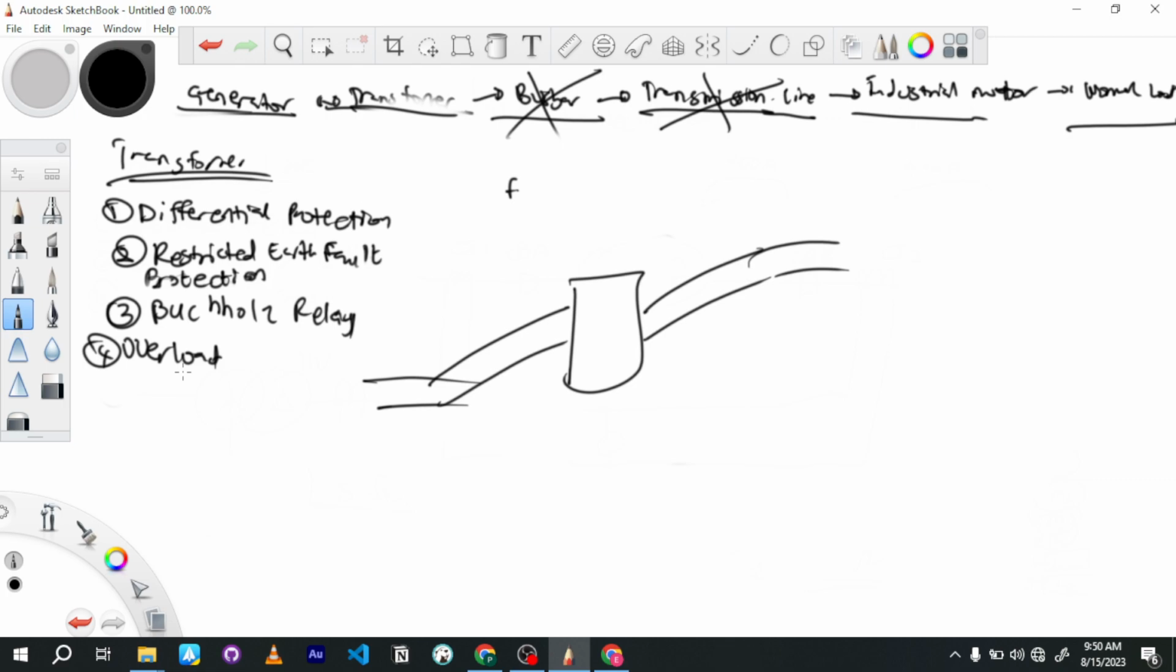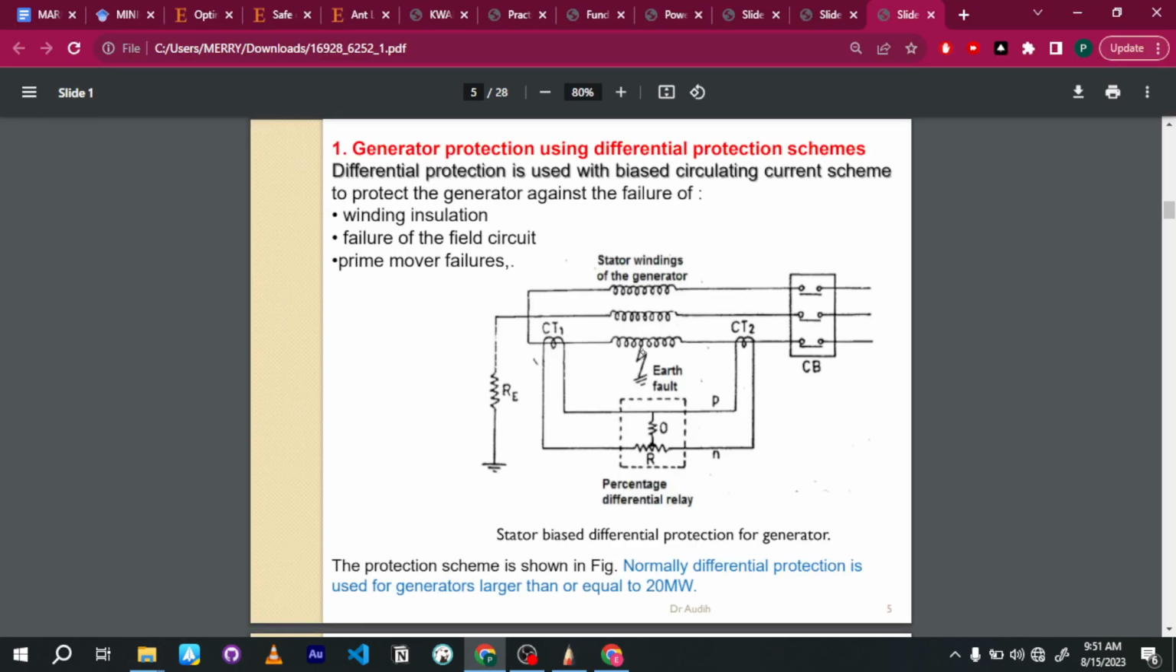I hope you see where the mouse is. So the generator has stator windings, right? And we place a CT before, place a CT after, right? And then we have a CB here. So if something is wrong, we tell the CB to trip. Beautiful. So differential protection protects against winding insulation failure, failure of field circuit, or the prime mover failures.